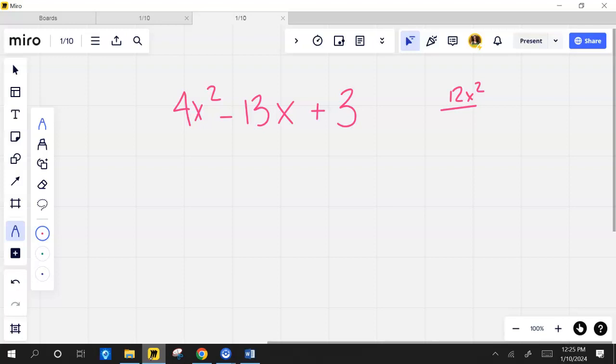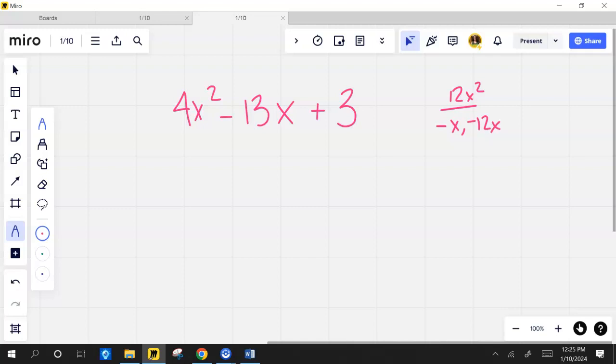But 4 times 3 is 12. That's where the 12 is coming from. And so now the puzzle part of it is what multiplies to this, but adds to this. Negative 12 and negative 1, right? They've got to multiply to a positive number, but they've got to add to a negative number.